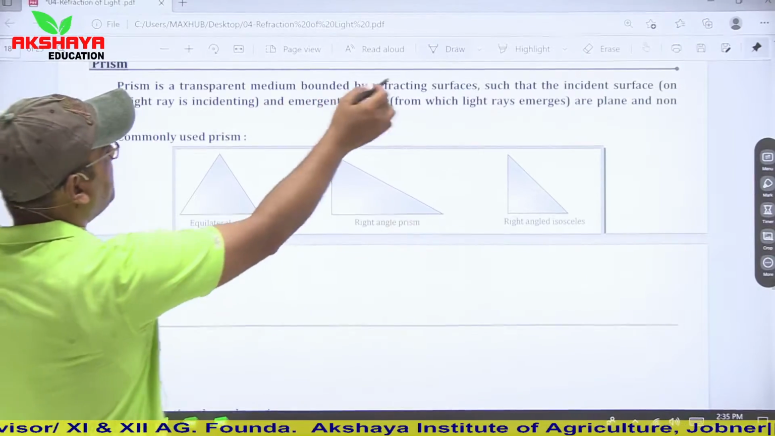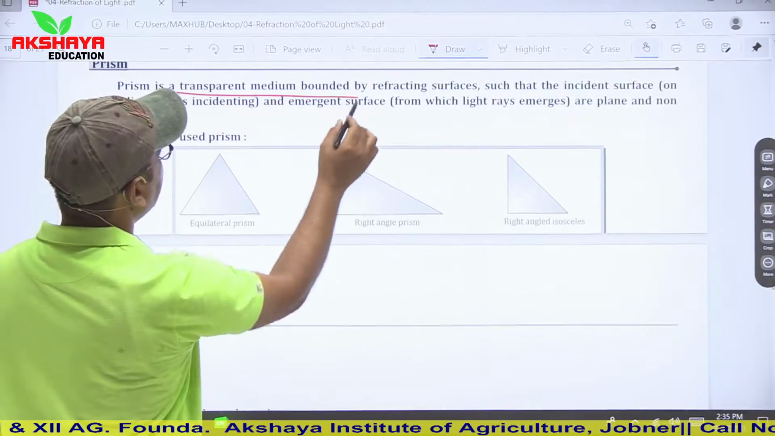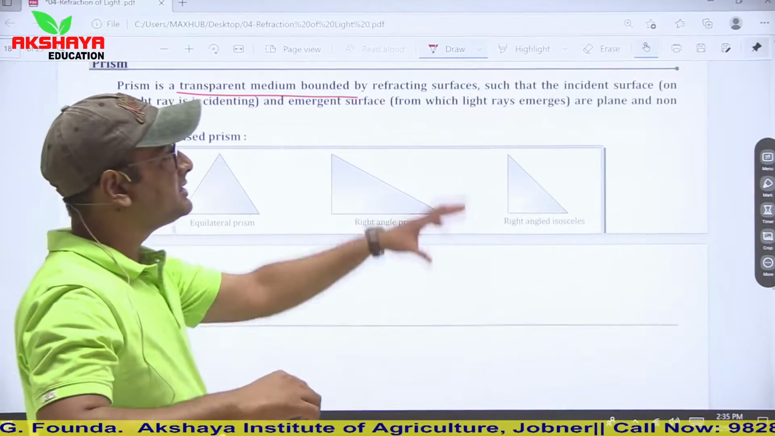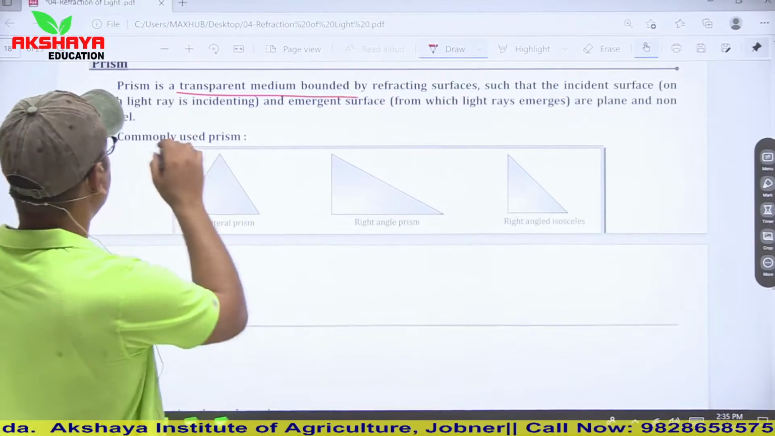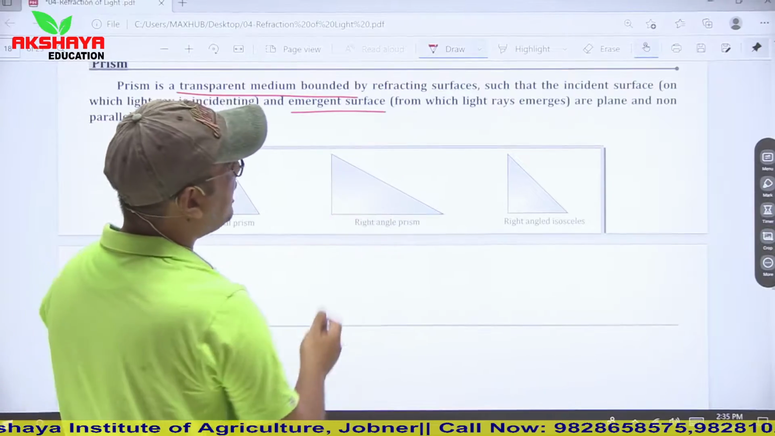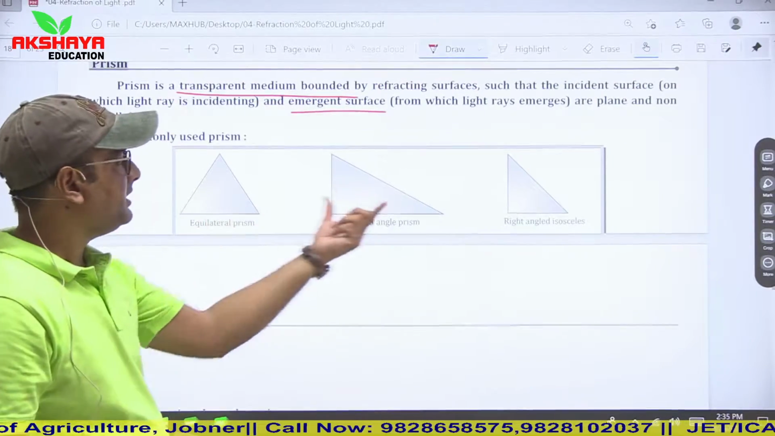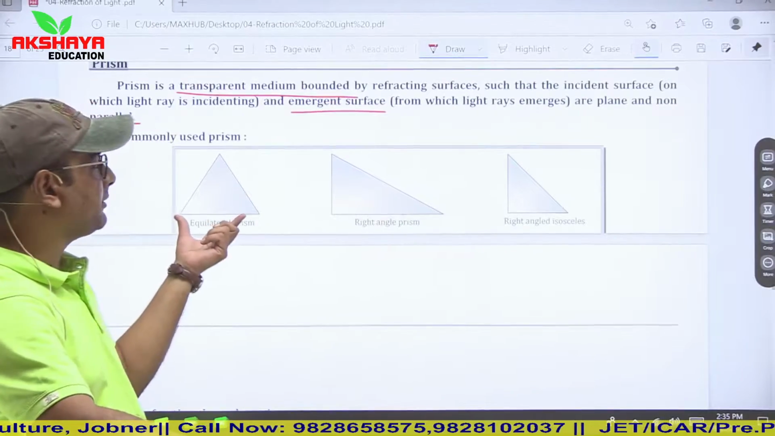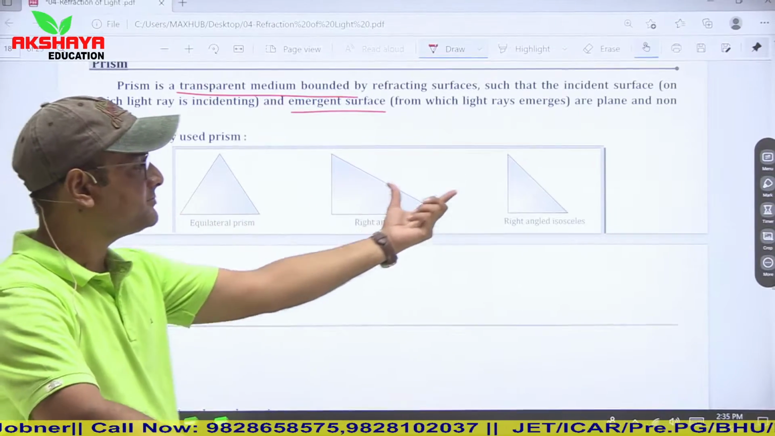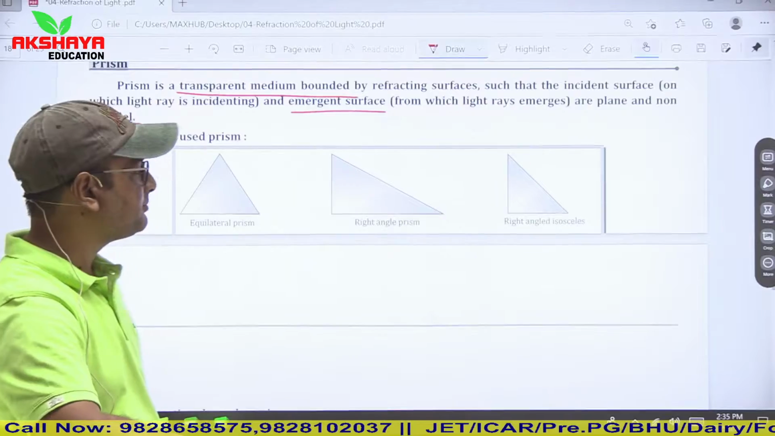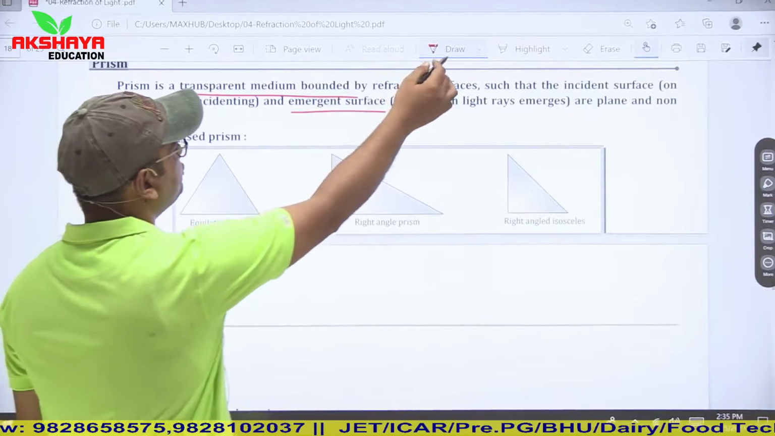So prism is a transparent medium bounded by refracting surfaces such that the incident surface and emergent surface are plane and non-parallel. So these may be in different shapes. One is the equilateral prism, the right angled prism and the right angle isosceles prism. So these are commonly used prisms.